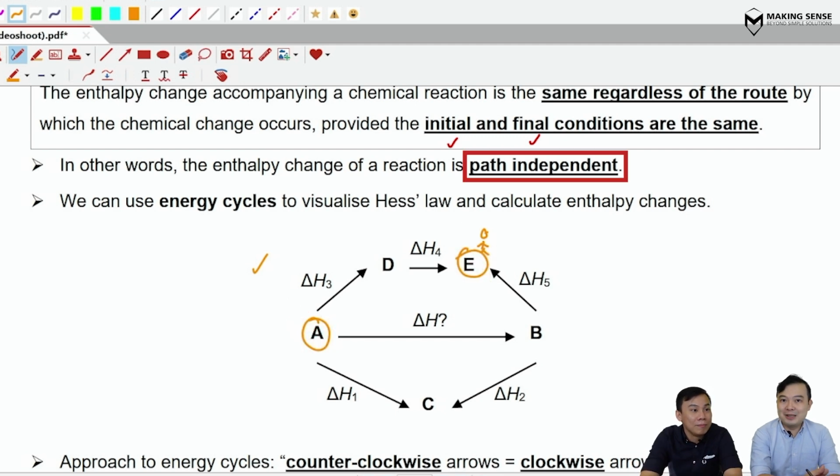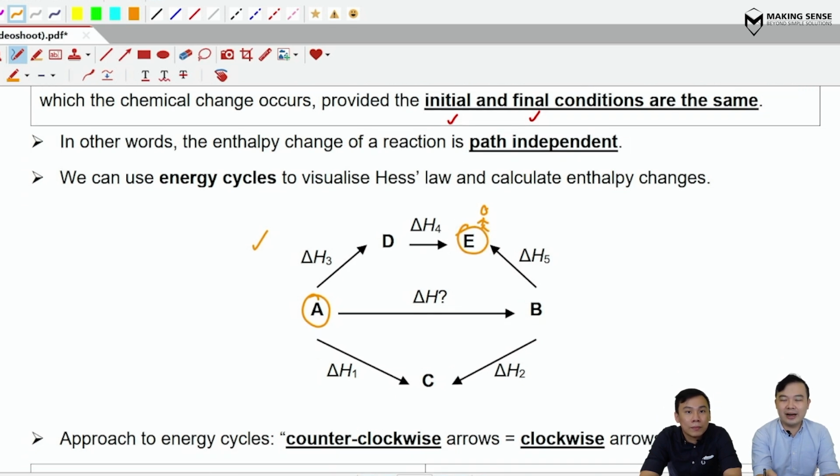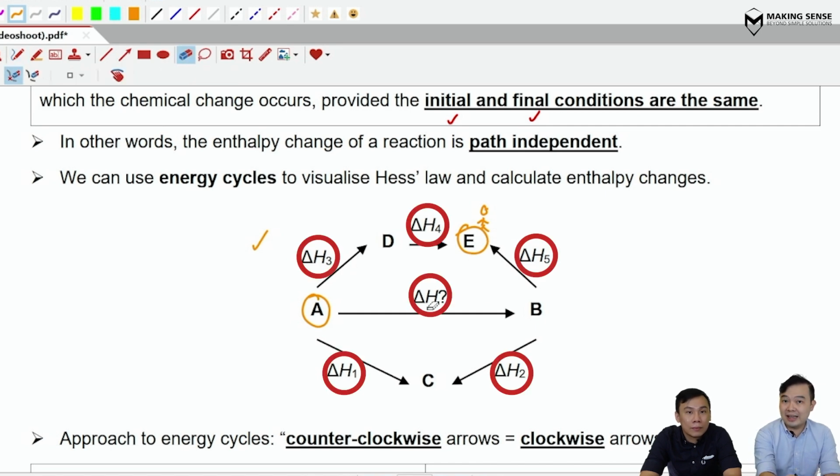This is what we call path independent. Whether you go by the top route or the bottom route, as long as you hit the same location, you should be fine. Now let's take a look at a more technical aspect. In the context of an energy cycle, one of the things that's important is to learn how to connect all these enthalpy changes together.